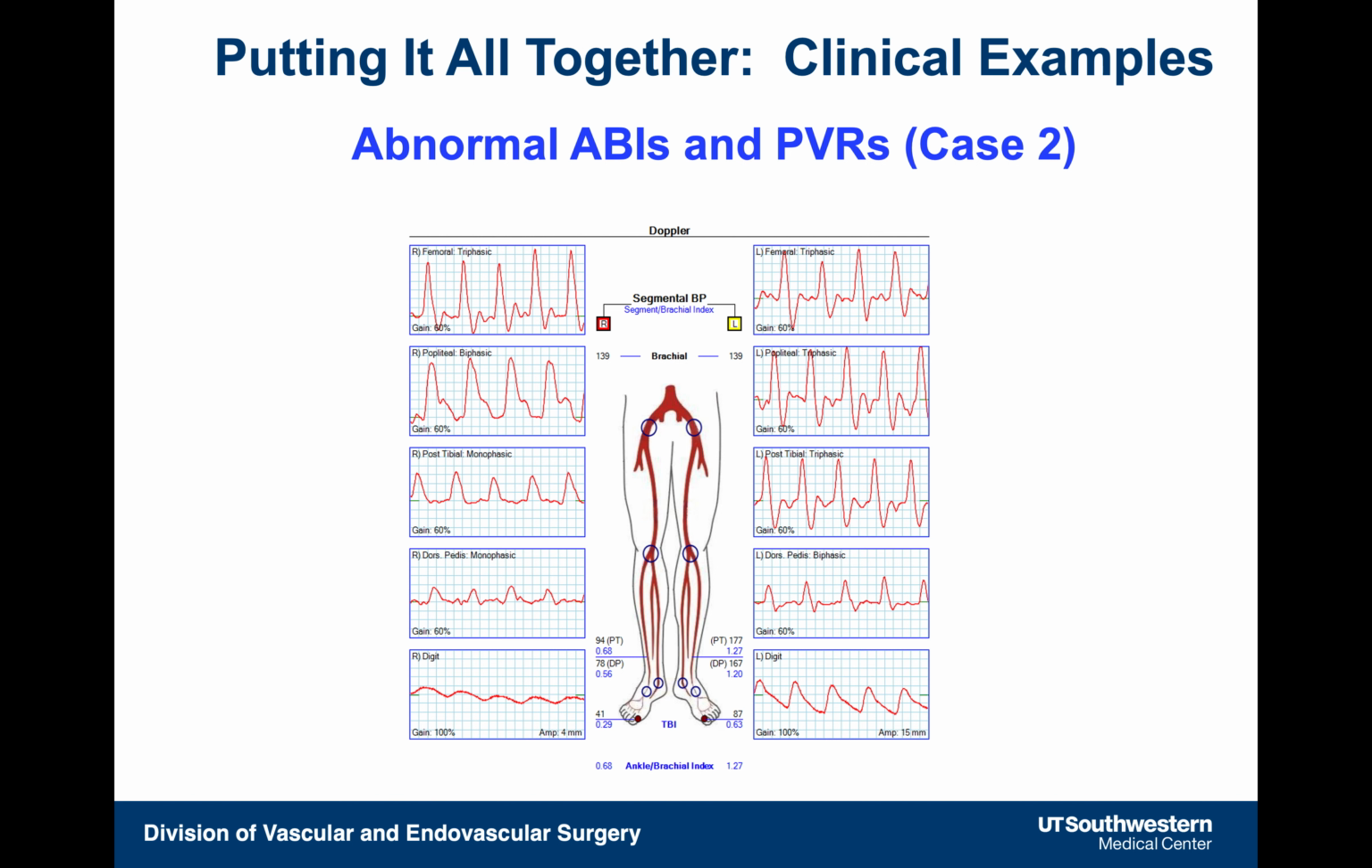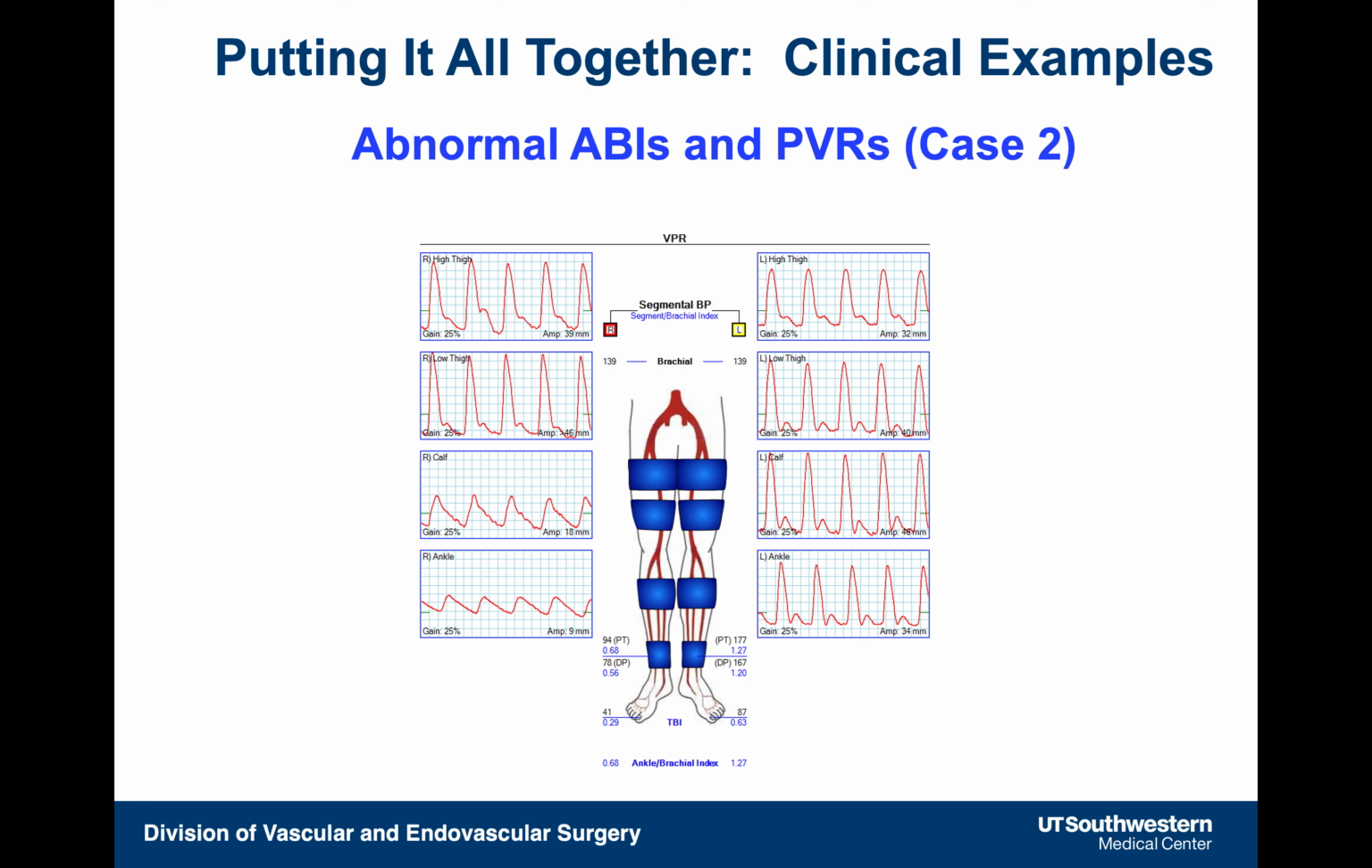So this is how you would put this together. These are PVRs, okay? Again, the left side, sharp, nice amplitude. Whereas on this side, you see sharp at the high thigh and the low thigh, but the calf is where it drops. So somewhere between the popliteal artery and the ankle or the calf, there's disease. So probably the proximal tibial arteries. And so this is what you get when you have tibial disease, especially in the proximal tibials in this case, because you have calf waveforms that are very abnormal.